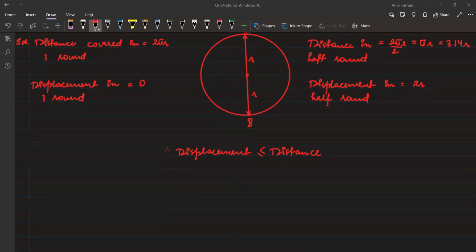Clear, Ayaan? Any doubt so far? No, sir. So that is the difference between distance and displacement. I think it's clear to you so far. That's why I've taken distance and displacement before speed, because understanding these terms is very crucial. Okay, let me take one more question and then we will end the class.